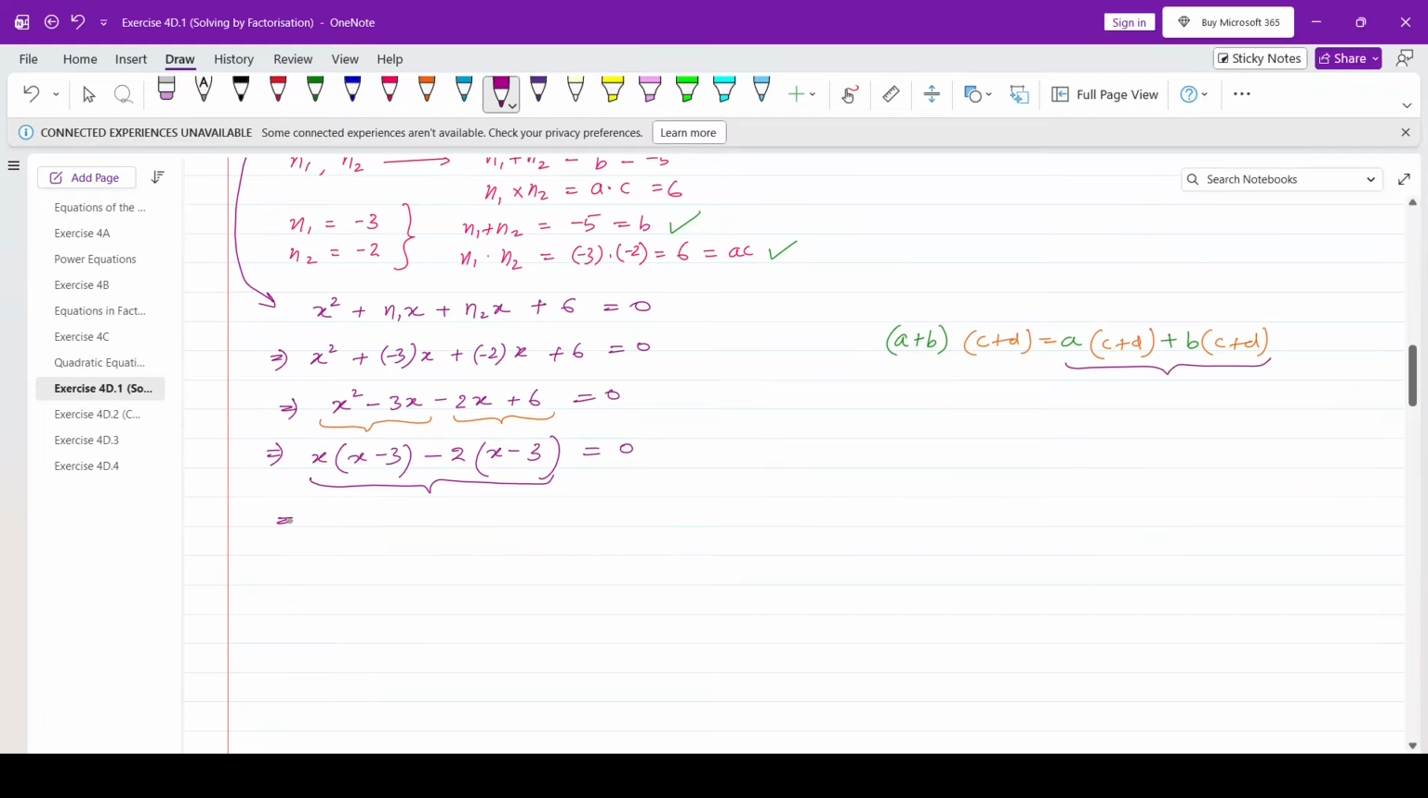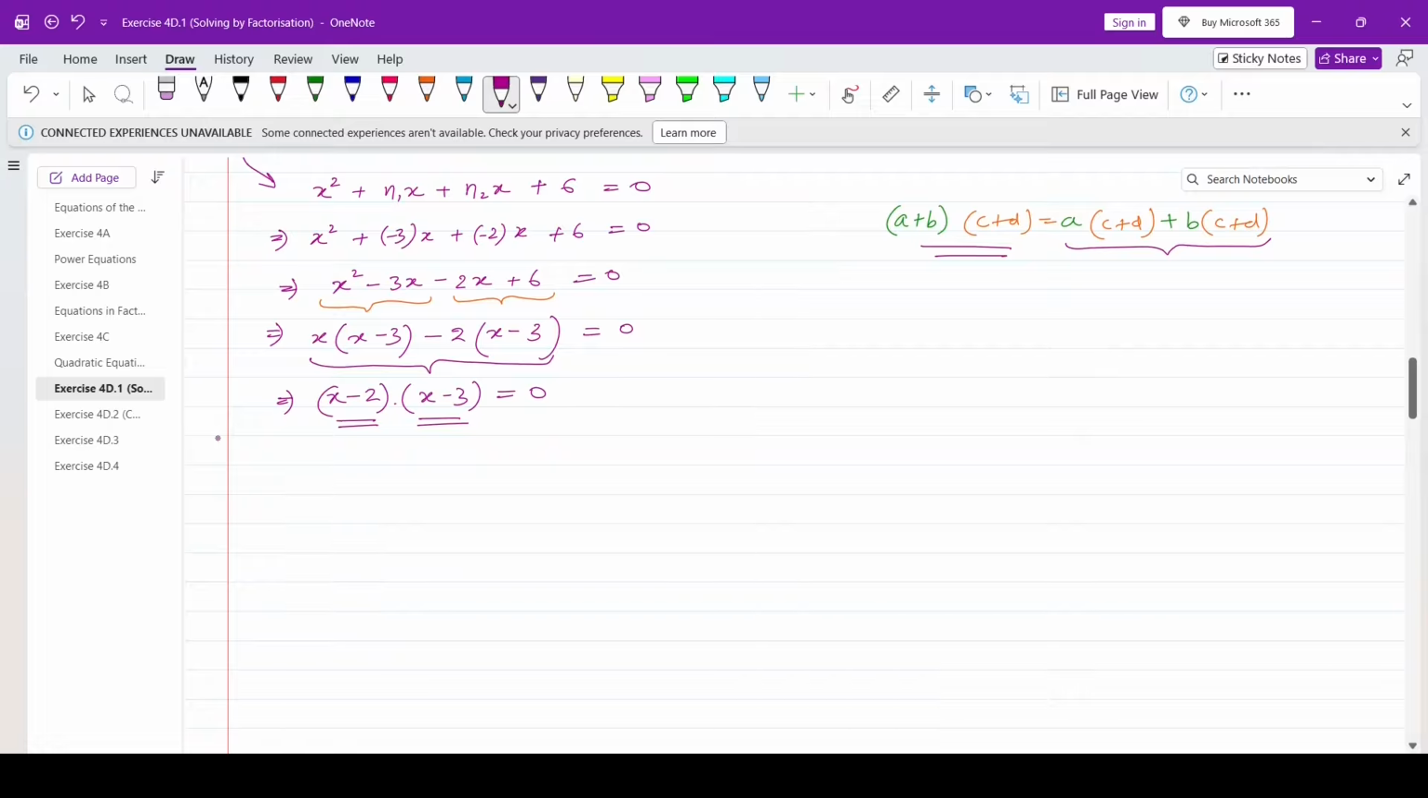So from here we can write our equation like this. We can say this equation is x minus 2 multiplied with x minus 3 is equal to 0. Now this equation is a multiplication of two numbers, or rather a factored equation. Now from here we can say x minus 2 is equal to 0 or x minus 3 is equal to 0. So from here x is equal to 2 and from here x is equal to 3. Therefore we can say x is equal to 2 or 3. That's the answer.